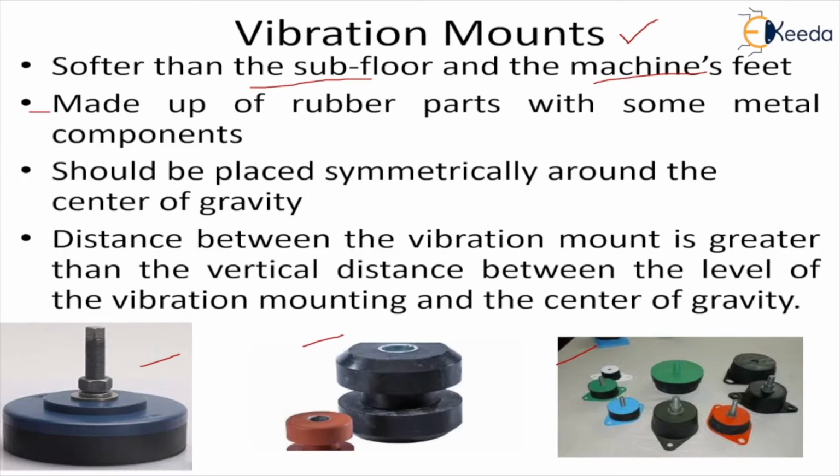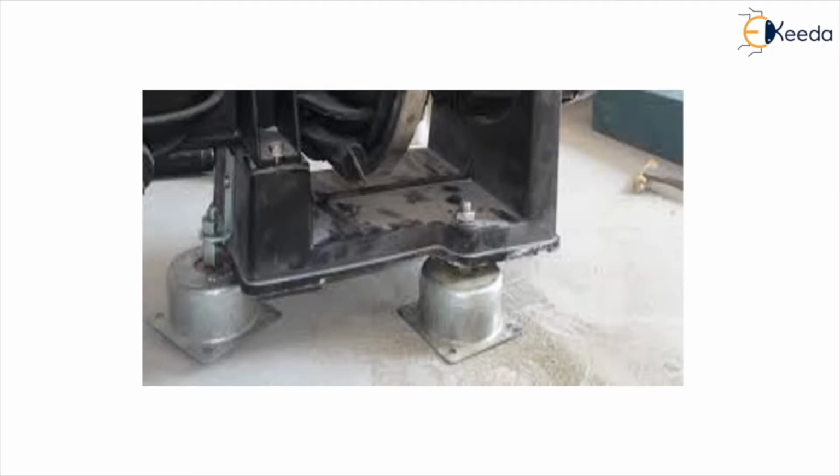Now, regarding the placement of the mounts, they should be placed symmetrically around the center of gravity of the system, and the distance between the vibration mounts should be greater than the vertical distance between the level of vibration mounting and the center of gravity. Now in this we can see a picture. This is the mount which is being placed to balance this system.